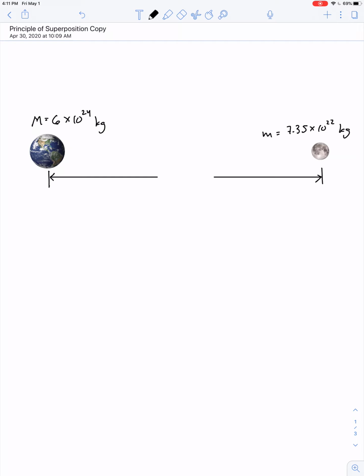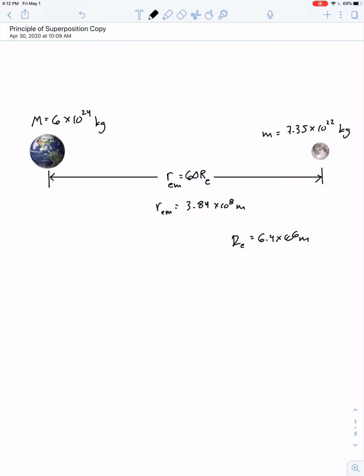And the distance between the two of them, we'll call it r subscript em, is equal to 60 times the radius of the Earth. Now that translates to a value of about, let's see, calculate that. The radius of the Earth is 6.4 times 10 to the 6th meters. So if we multiply that times 60, we get about 3.84 times 10 to the 8th meters.